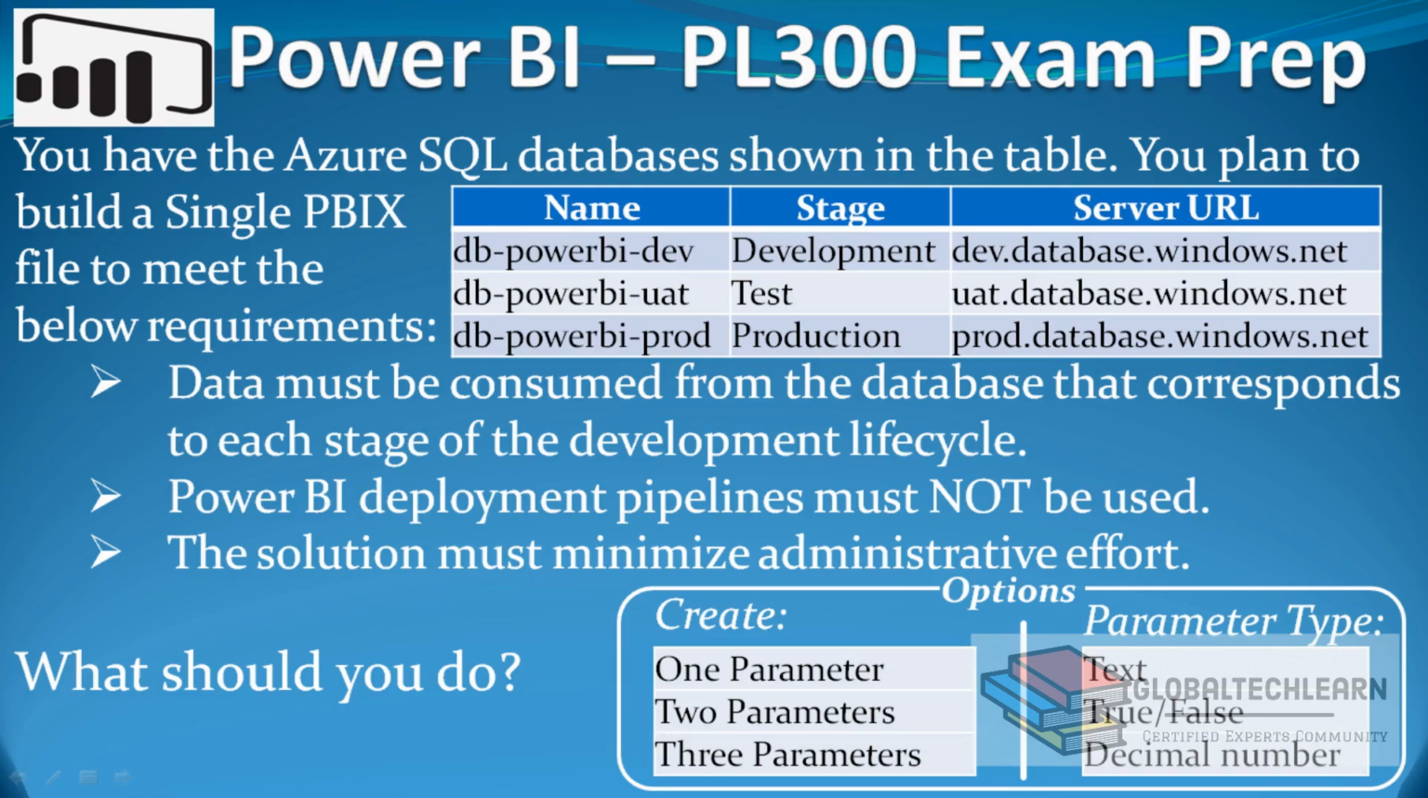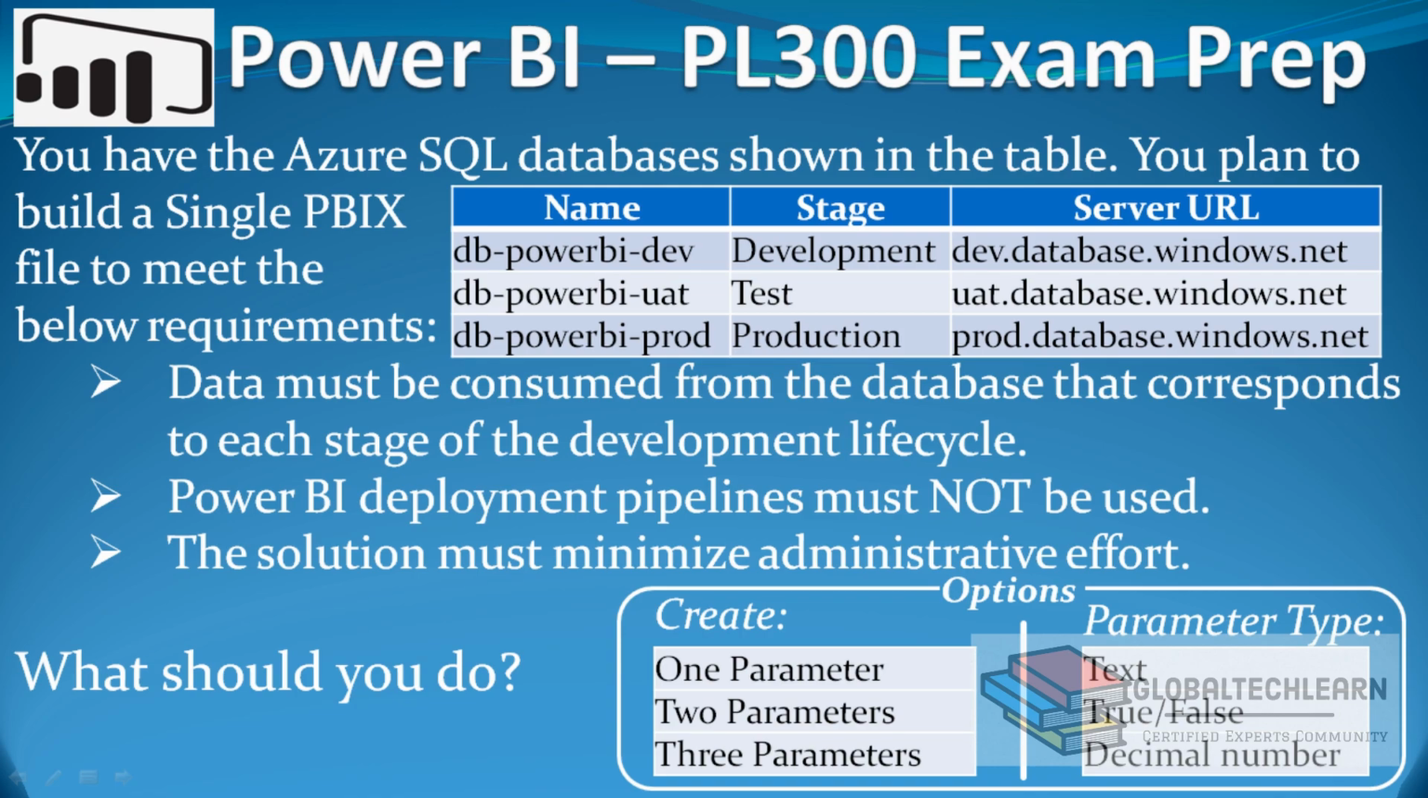In this video, we will practice a Power BI report deployment related question, and the question is: you have these Azure SQL databases shown in the table. You plan to build a single PBIX file to meet the below requirements. The requirements are: data must be consumed from the database that corresponds to each stage of the development lifecycle; Power BI deployment pipelines must not be used; and the solution must minimize administrative effort. What should you do? Now before practicing the given business case, let's try to understand what is development lifecycle.